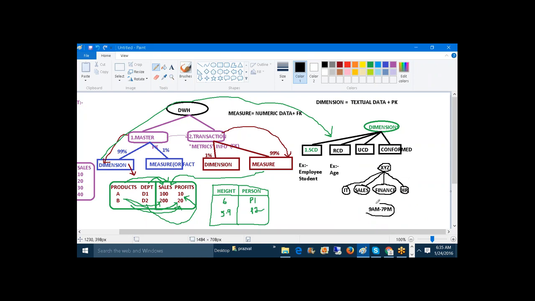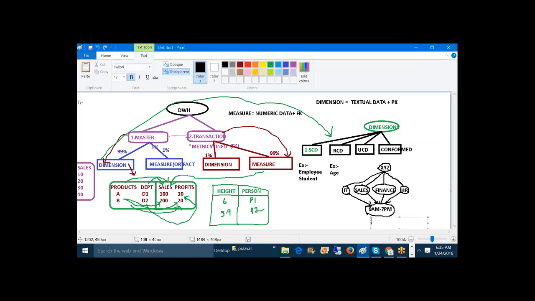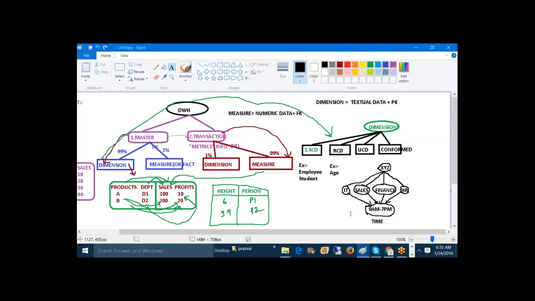So these different business segments are sharing one common thing known as time. So time is the best example for the conformal dimension. Here this time is commonly shared between the multiple business segments. So if one dimension is commonly shared by the multiple business segments, then such a kind of dimension is known as the conformal dimension.